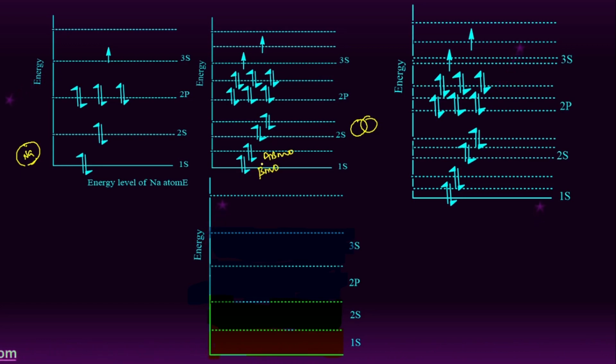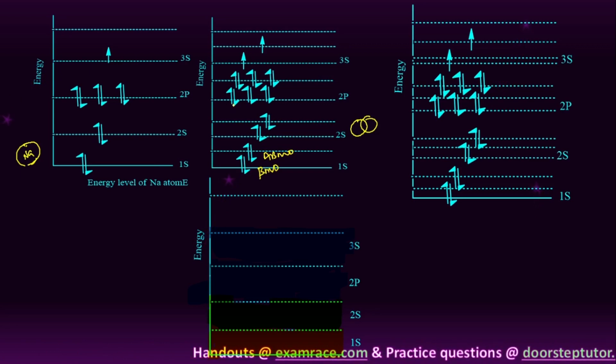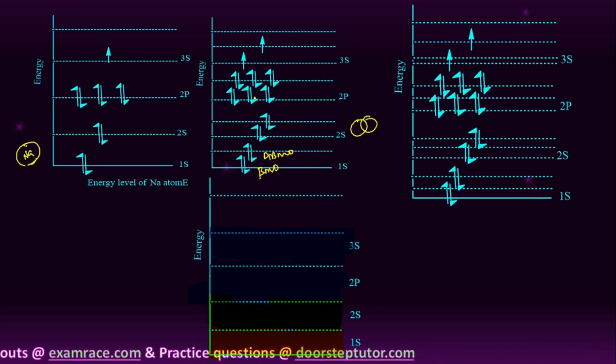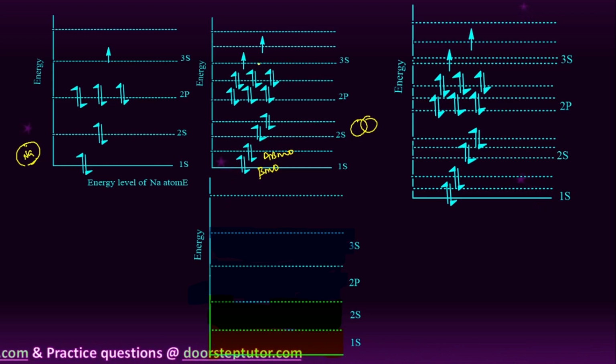Here the energy gap between these is lesser compared to the single sodium atom. So this is sigma 2s and sigma star 2s, sigma 2p, pi 2p like this, and this is the 3s1 molecular orbital. One is a bonding molecular orbital and the other is an anti-bonding molecular orbital.